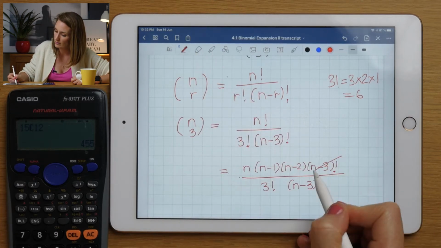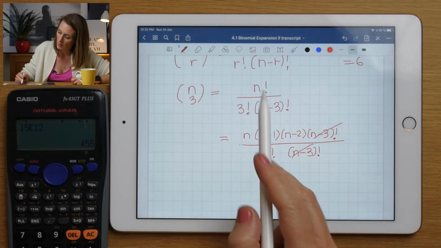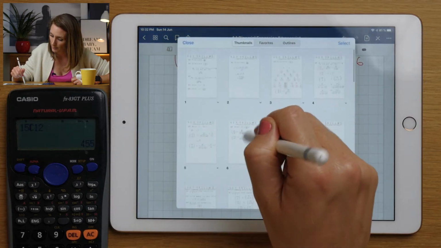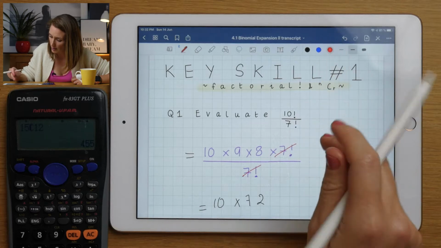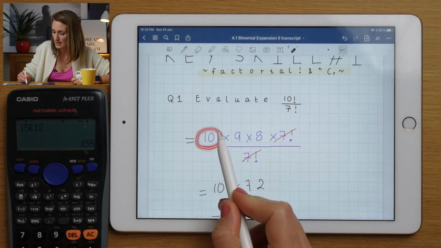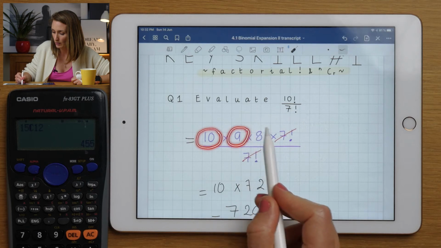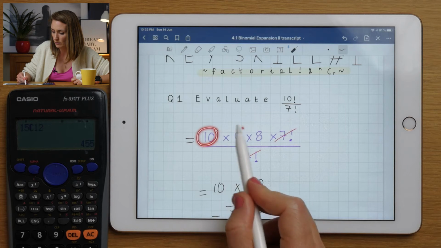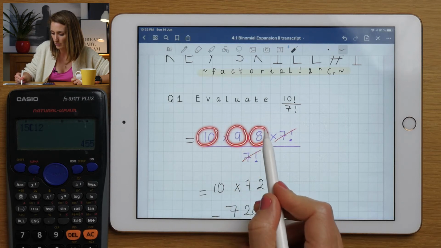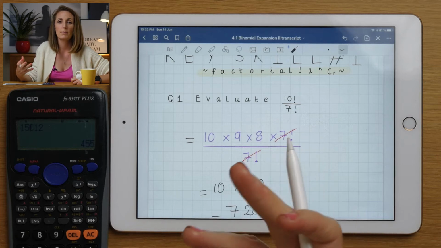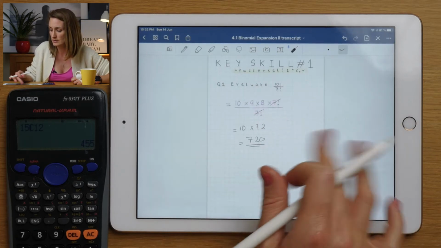I'm going to then cancel this off. And if this confuses you, like why can you break n down like that? Just think back to what we did in key skill 1, which is how we broke down 10. We said that 10 factorial was the same as 10, we take away 1, we took away another 1, we took away another 1. So think of this being n. So this would be n minus 1, this would be n minus 2, this would have been n minus 3. So it's the same example, but now we've got letters instead of numbers.